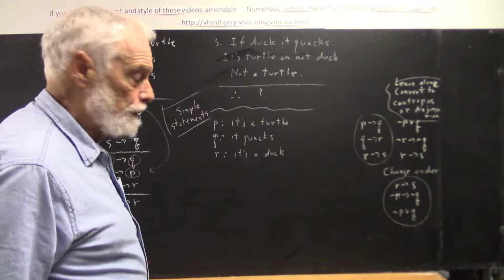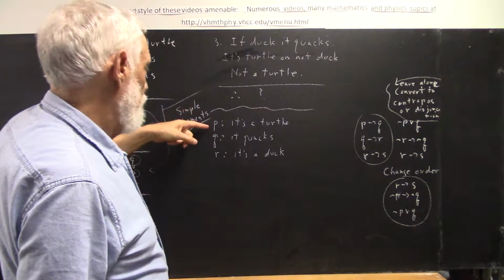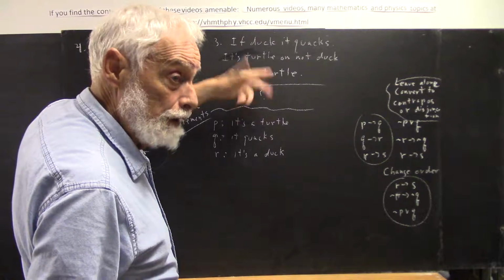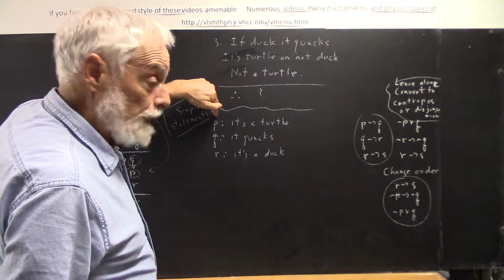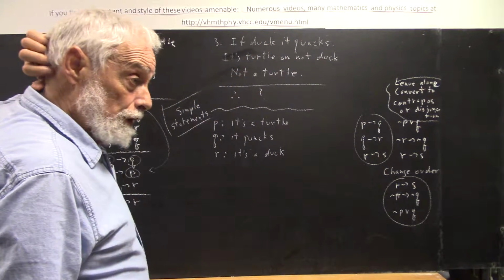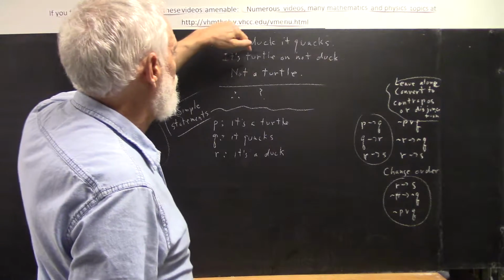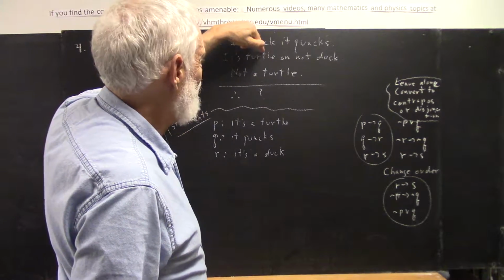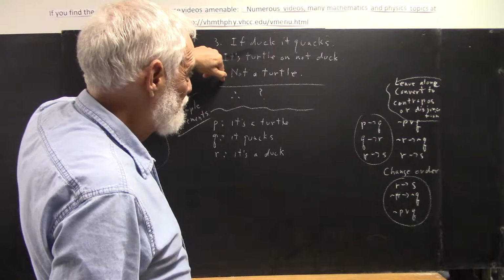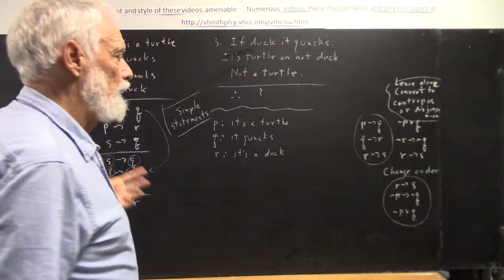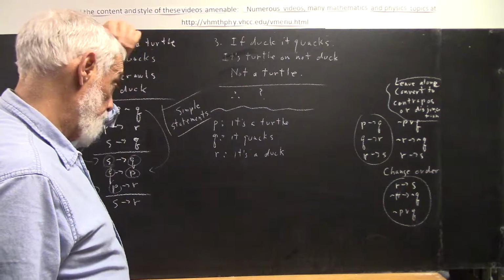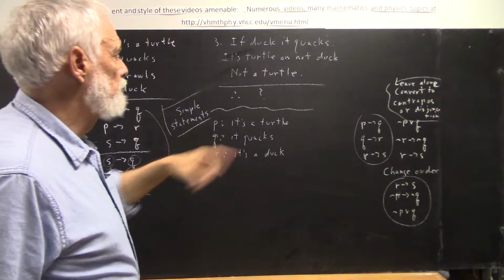Well, the letters are completely arbitrary, and taking things in the order they came in class, we're going to let P stand for it's a turtle. Now in class, somebody chose to make that not P, which is not always a bad choice, because the last statement says it's not a turtle. That makes the last statement really simple. But then there's something up here that involves it being a turtle, and that would be the negative of a not statement, and that can get confusing, so that could be something you'd want to avoid. Okay, so P is going to be it's a turtle.